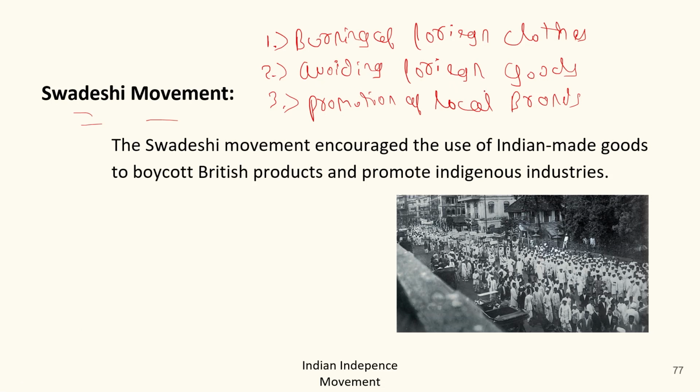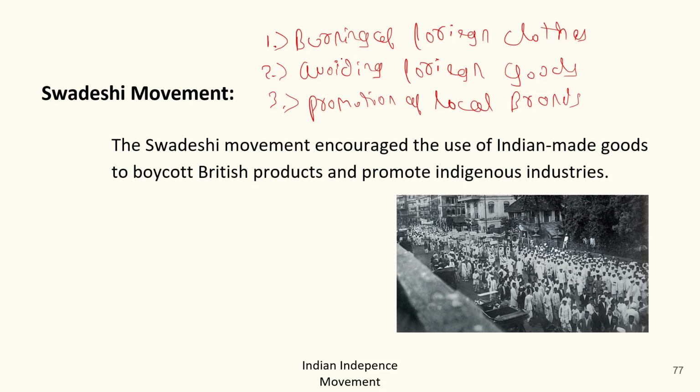Second thing was avoiding foreign goods. Basically, they were not buying foreign goods to attack the British economy, because a major portion of their produced goods and services was consumed in India. And when Indians avoided buying these, the British economy was getting attacked. And the third was promotion of local brands, meaning the local Indian brands which were a little bit expensive in comparison with their British counterparts, because there were huge taxes on Indian products, but minimal taxes on British products. So due to this, the Indian products were a little bit expensive. But during the Swadeshi movement, people were promoting the local brands.